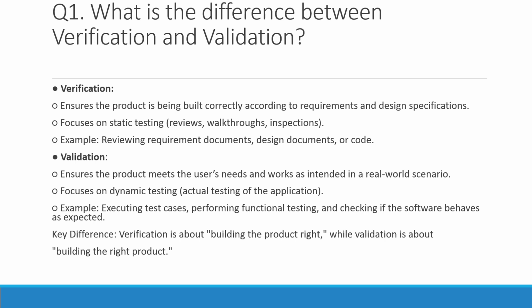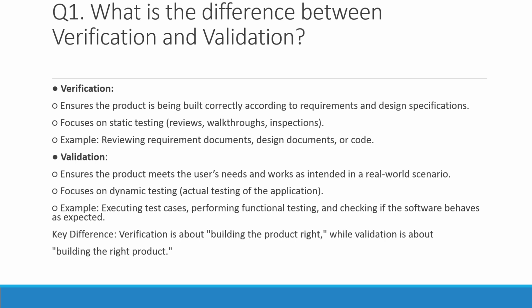Let's begin with the very commonly asked question. What is the difference between verification and validation? First, let's talk about verification. Verification ensures that the product is being built correctly according to the requirements and design specifications. It focuses on static testing. That means testing without executing the code. This includes activities like reviews, walkthroughs, and inspections. For example, reviewing requirement documents or design documents falls under verification.